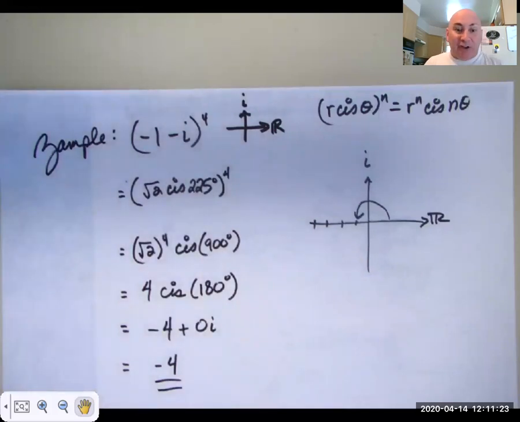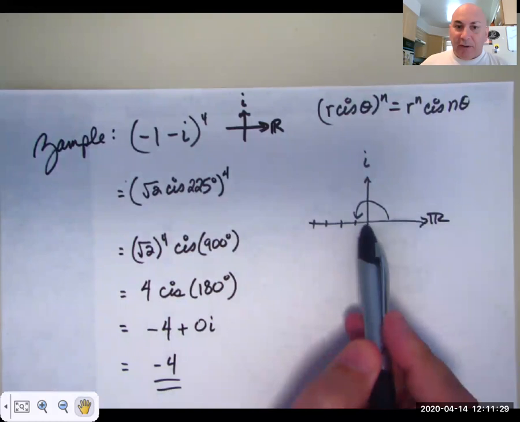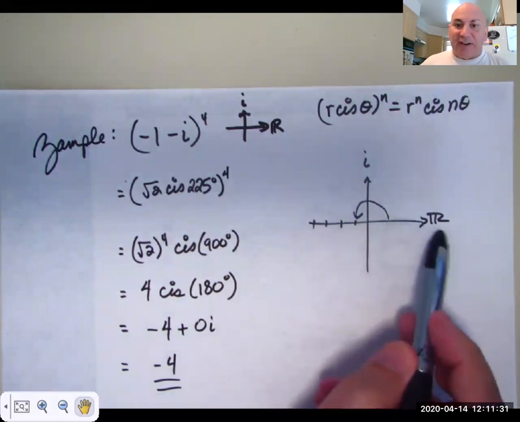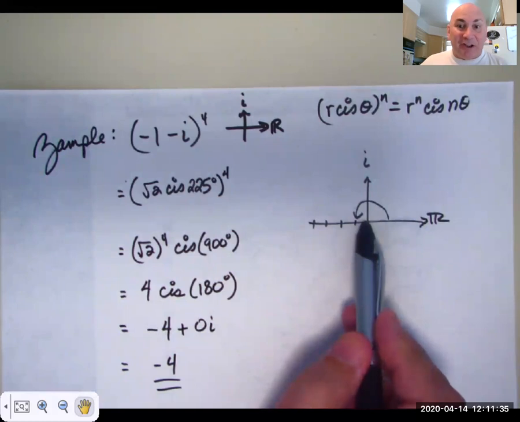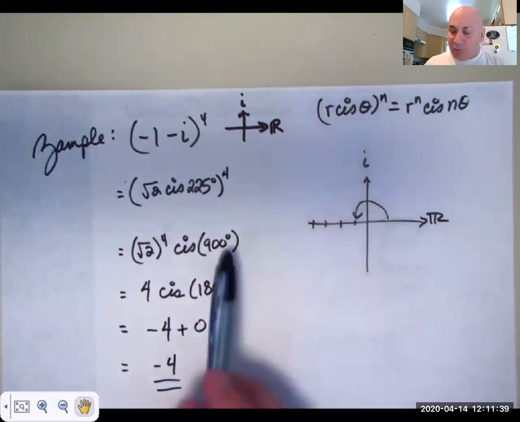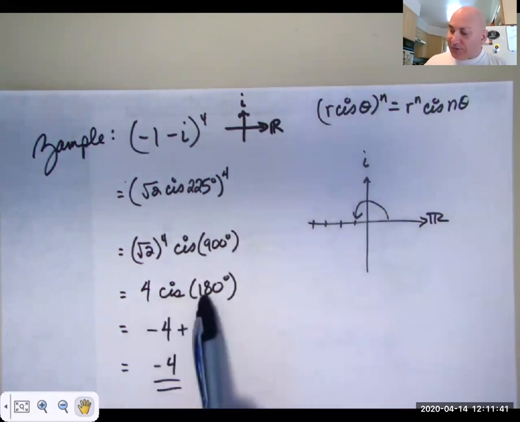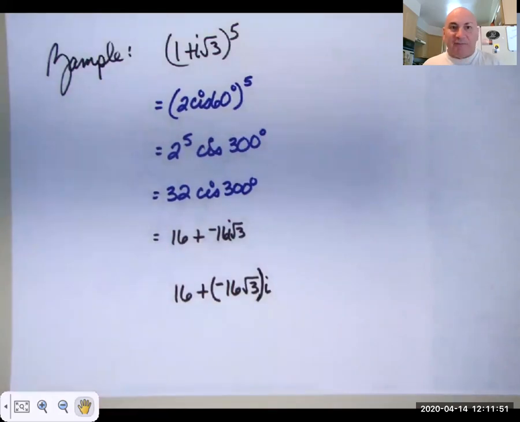It's a real number. It's on the real axis. Remember, all positive numbers are 0 degrees in polar form. All negative real numbers are 180 degrees in polar form. And 4 cis 180 degrees is negative 4. A few more examples, then we'll get into some more good stuff.